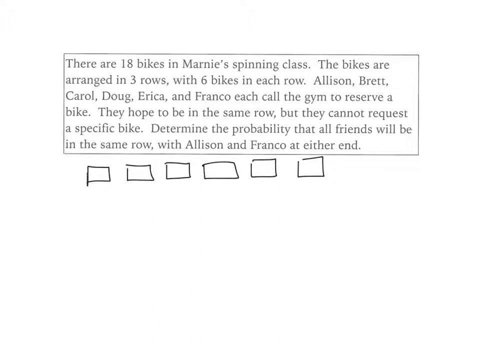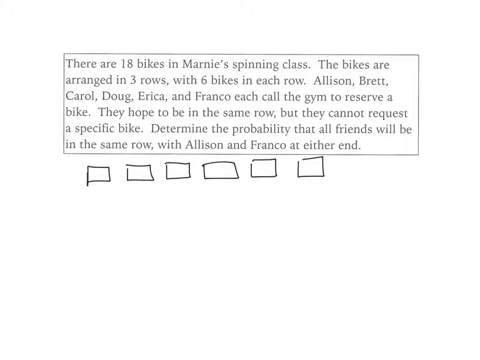Because they could all be in the first row, and there's this many ways to do that. They could all be in the second row, there's this many ways to do that, or they could all be in the third row, there's this many ways to do that. They're all going to be the same. Okay, so if we have our 6 boxes, because that's how many bikes are in each row, and we have 6 friends. Now they tell us that, and a lot of people had trouble with this phrasing on the test.